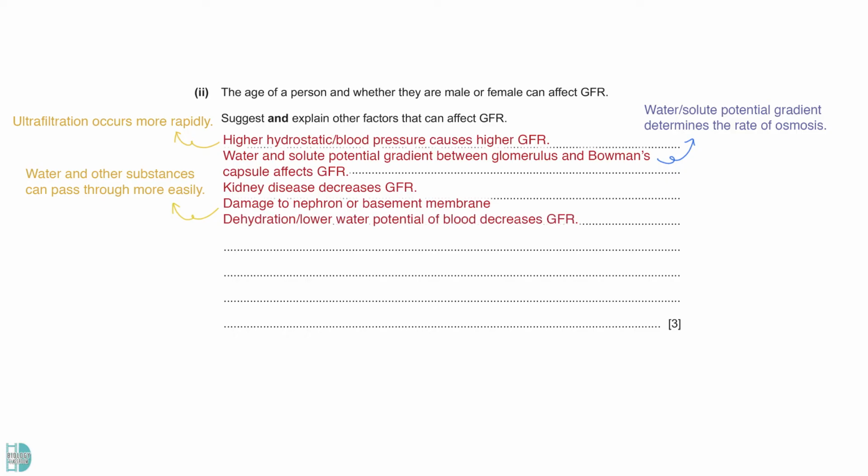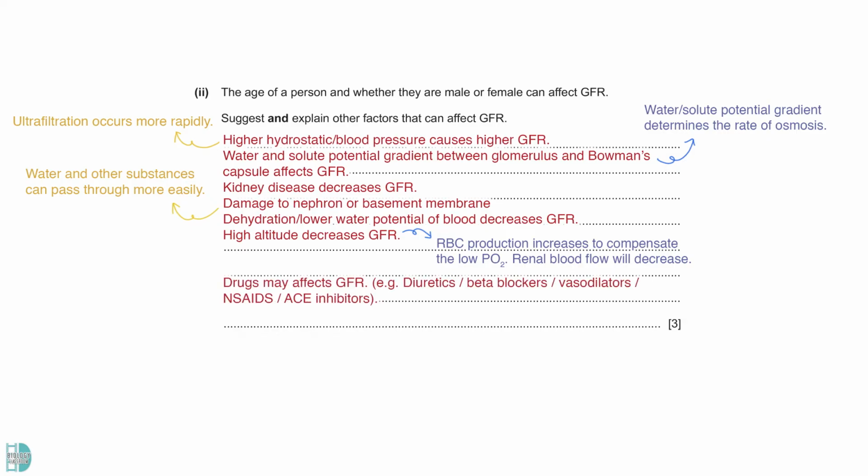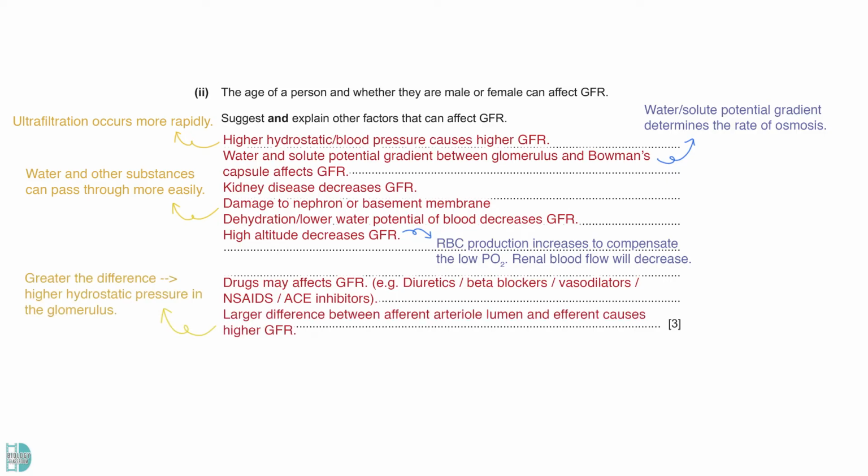Dehydration can lead to a lower water potential of blood. With less water in the blood, glomerular filtrate forms more slowly. High altitude decreases GFR. This is because our bodies compensate for the low partial pressure of oxygen by increasing the number of red blood cells. Renal blood flow will decrease. Some drugs, such as diuretics and vasodilators, may affect GFR. A larger difference between the afferent arteriole lumen and the efferent causes higher GFR. The greater the difference, the higher the hydrostatic pressure in the glomerulus.